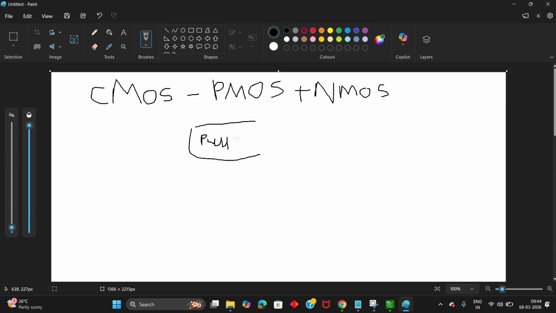Pull-up network. Let me show the network like this. Sorry, spare my handwriting. Pull-up network, and another is the pull-down network. I am going to cover the basics. Another is the pull-down network.